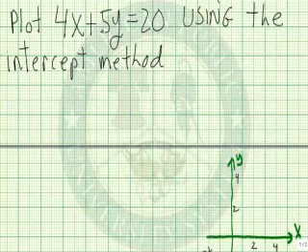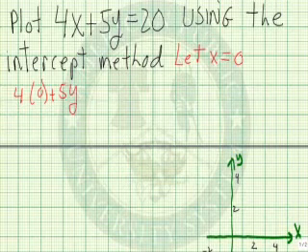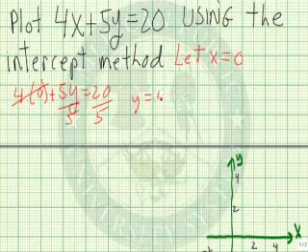Now let's plot 4x plus 5y equals 20 using the intercept method. Now please notice, since we have both x's and y's, we expect a diagonal line. In the intercept method, we let x equal 0, and we find the value of y. So if x is 0, we have 4 times 0 plus 5 times y equals 20. Notice this cancels out. 5y equals 20. If we divide both sides by 5, y equals 4. So we have the point x is 0, y equals 4: 0, 4. By the way, when x is 0, this is called the y-intercept.